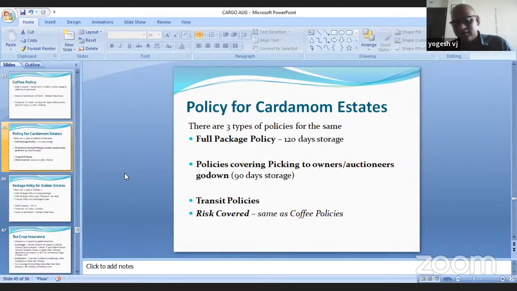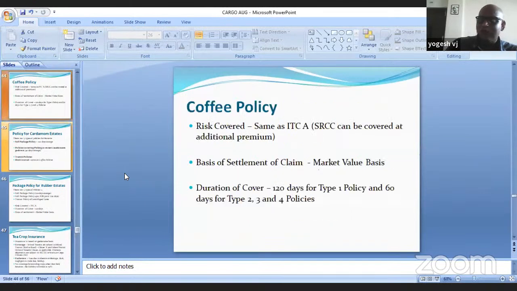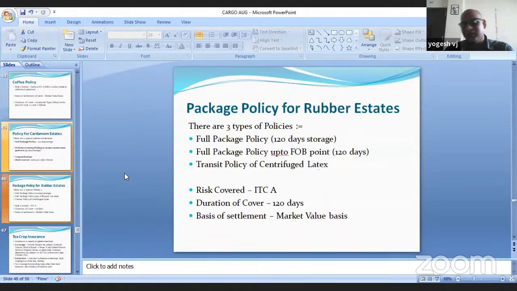That is transit. So all the risks that are covered are exactly same as that of coffee policy. And coffee policy में जो भी risk covered है वो है ITC. The risks covered are as per ITC. Now, what all risks are covered in ITC-A, we will not go into that detail because it is going to take a lot of time.